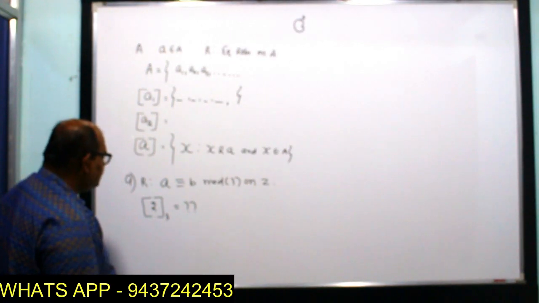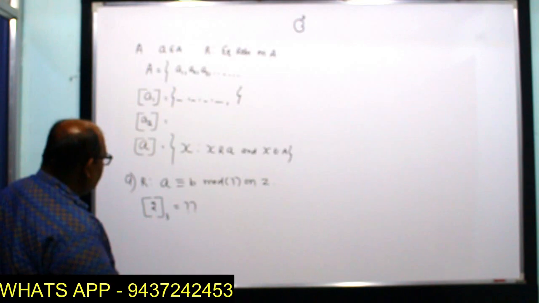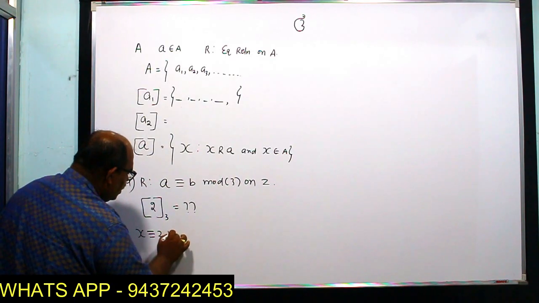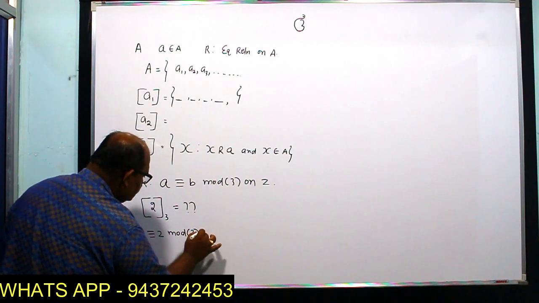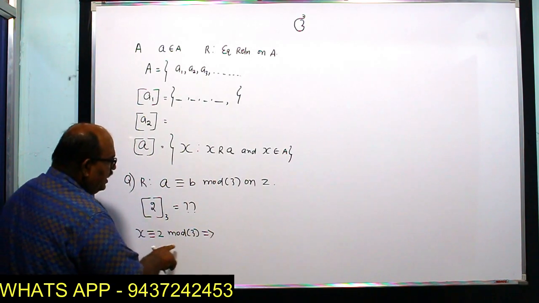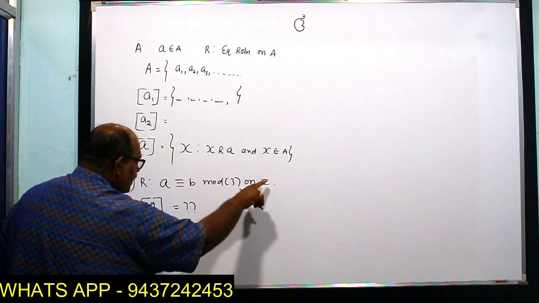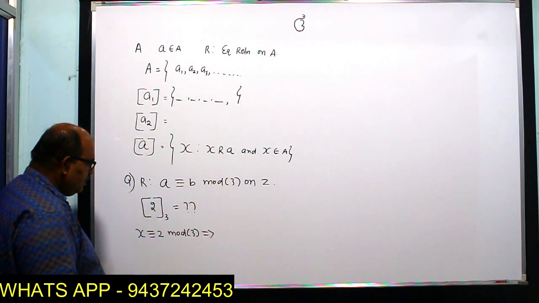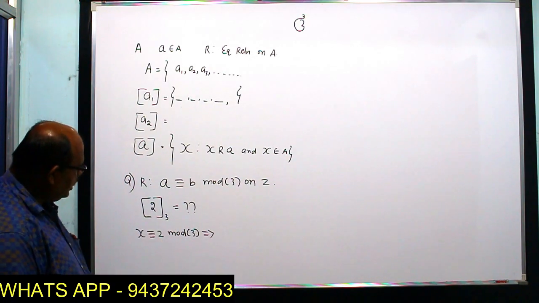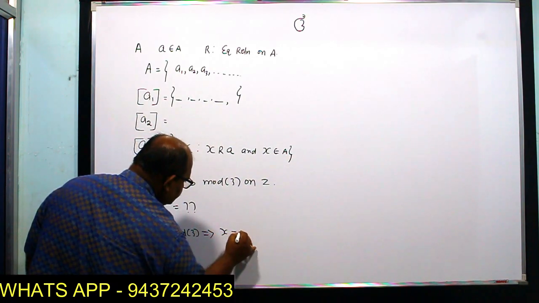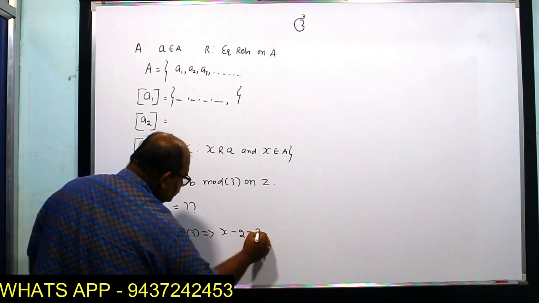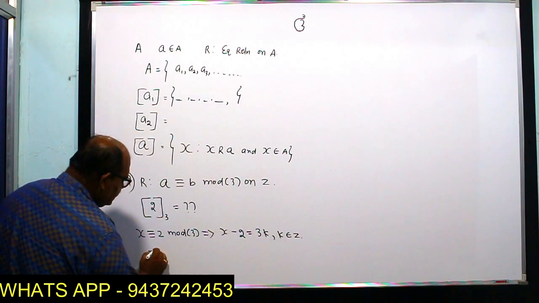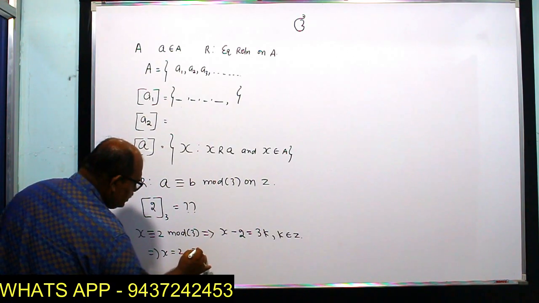So let x be related to 2 mod 3, that is, x is congruent to 2 mod 3. This implies x minus 2 is divisible by 3, that is, x minus 2 is equal to 3k, where k belongs to the integer set. This implies x is equal to 2 plus 3k.